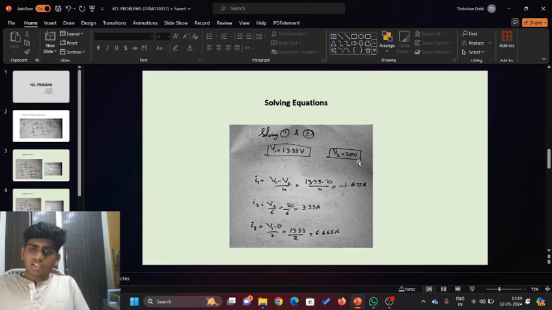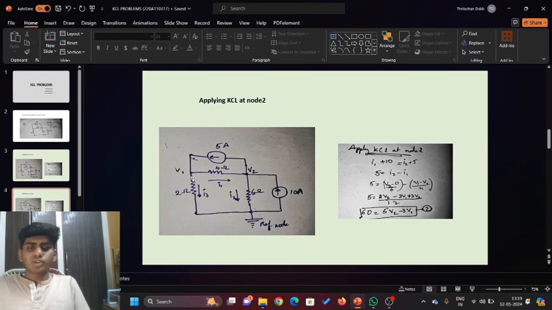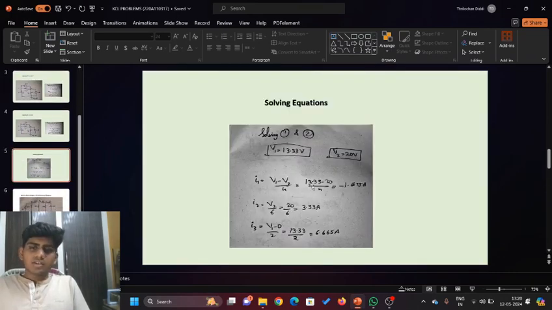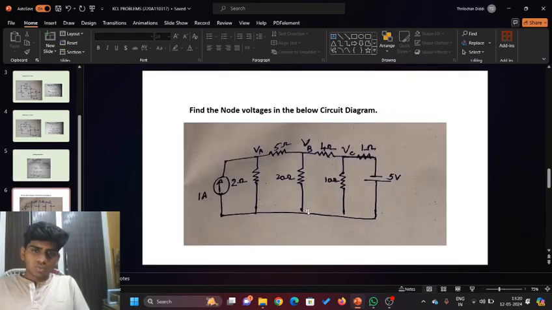After getting the node voltages, it's very easy to get the current flowing through each resistor. The current through this resistor is V1 minus V2 by 4, which is I1, V1 minus 0 by 2 is I3, and V2 minus 0 by 6 is the current I2. We have completed question number 1. Let's go to question number 2.